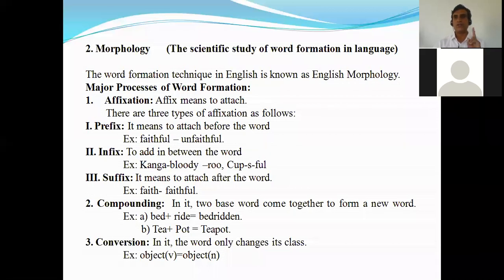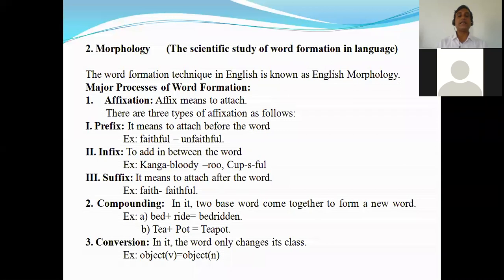So un, non, in, is, and a are negative prefixes which indicate negation, that means not. So it is not faithful, means unfaithful. So un is negative prefix.